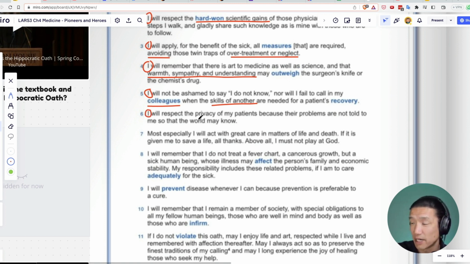I will respect the privacy of my patients because their problems are not told to me so that the world may know. Okay? So privacy. Most especially, I will act with great care in the matters of life and death. If it is given to me to save a life, all thanks. Above all, I must not play at God. Life and death. That one's hard.